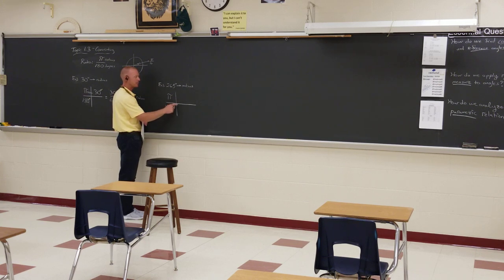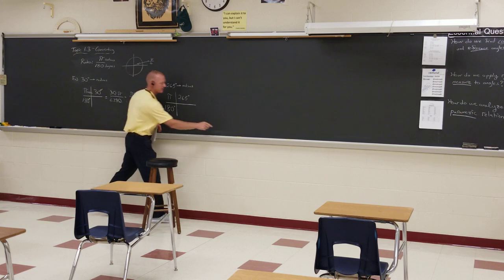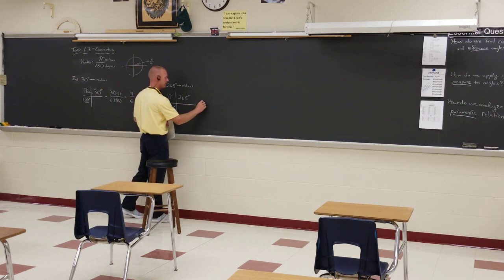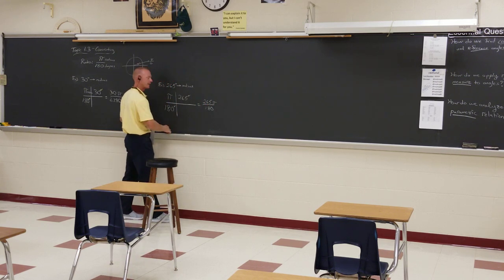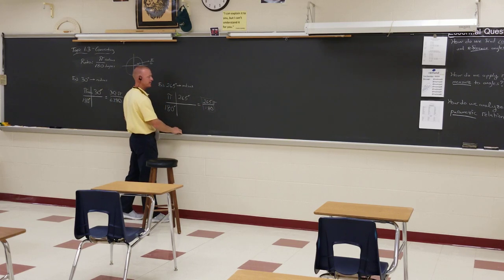The only way to cancel it is to put a degree up here in the numerator. Well, that would be 265 degrees. Honestly, it works the same way every time. The degrees cancel, and I end up with 265 pi over 180. Now, again, before you get your calculator out, all you really want to do is think about reducing these integers.